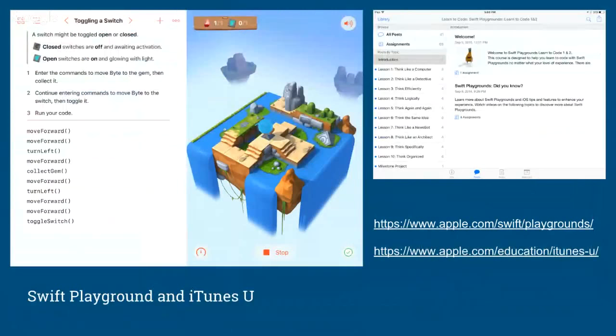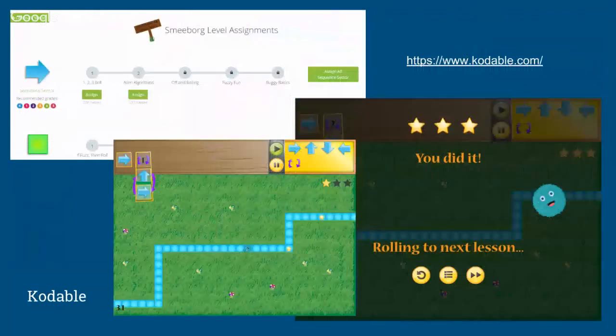Swift Playground and iTunes U, very friendly with the iPad. K2 is successful with this, wouldn't you think? Okay, it's more the upper grades. But these are apps that can be downloaded and then you can start them off slow. You can do whole group, things like that.